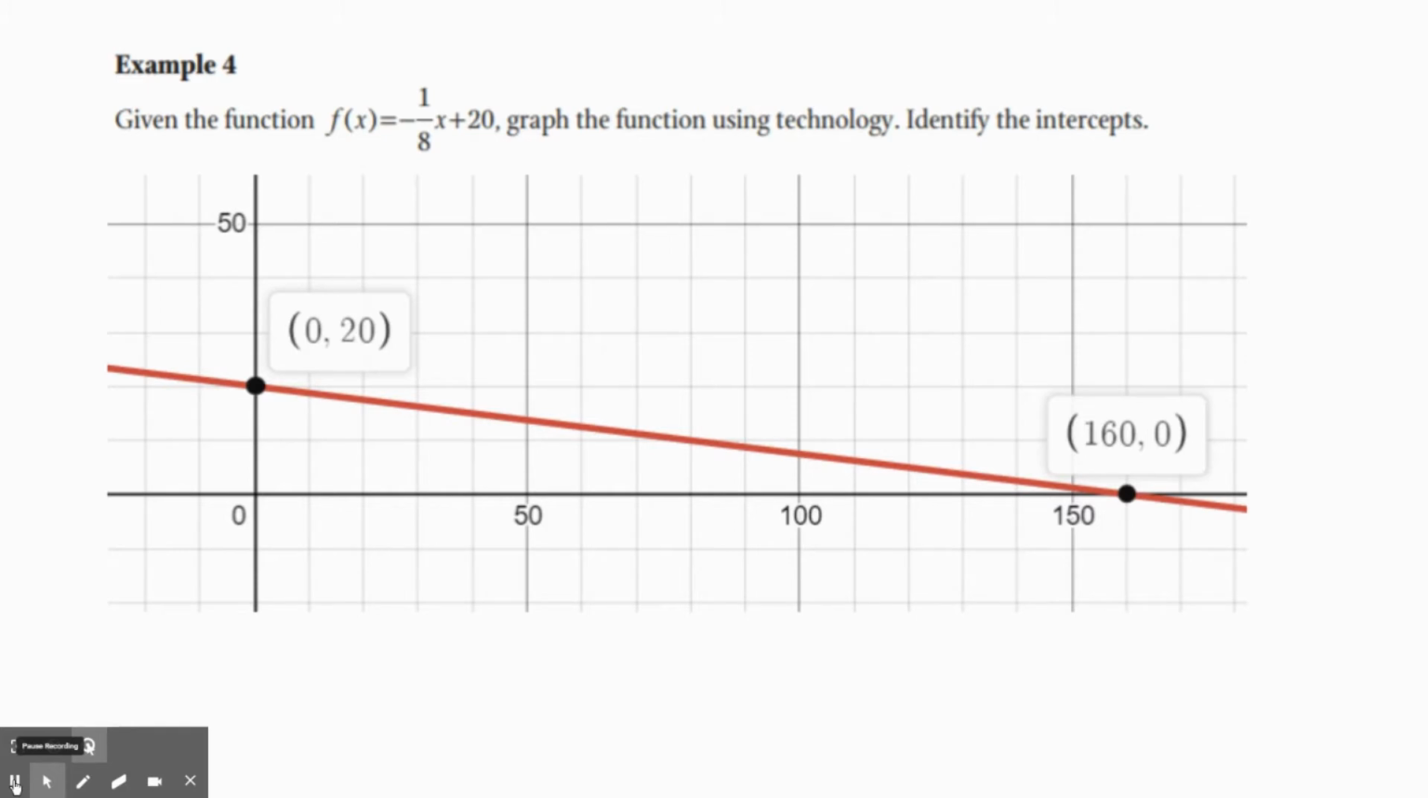All you need are 2 points, and you can graph a line. So you have 3 choices. Make a table, use slope-intercept form, or use the x and y intercepts to graph.